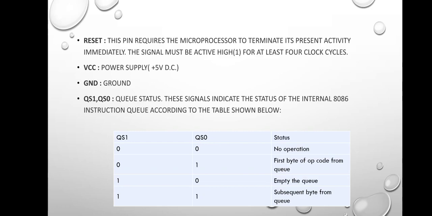According to the table shown below, the microprocessor takes the status QS0, QS1. Whenever QS0 and QS1 are 0, 0, then it shows no operation. Whenever it shows 0, 1, it means first byte of opcode from the queue. Whenever it shows 1, 0, then empty the queue. And whenever 1, 1, subsequent byte from the queue. This depends upon the QS1 and QS0 pins. This is the status.